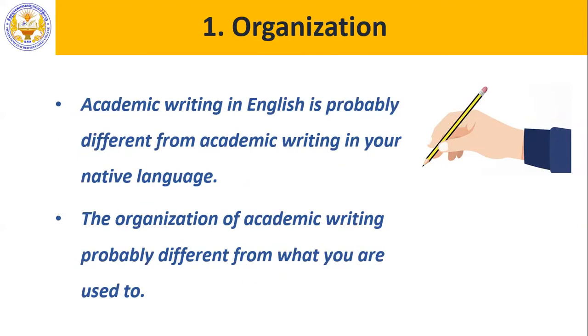Academic writing in English is probably different from academic writing in your native language. It is true. If you go back to our writing in Khmer, you will see that the structure, the rules, we have to follow the rules. There are 3 parts in our writing. The organization of academic writing is probably different from what you are used to. Again, there are some parts that are similar to our Khmer writing, and there are some parts that are different from our Khmer writing, in English especially.